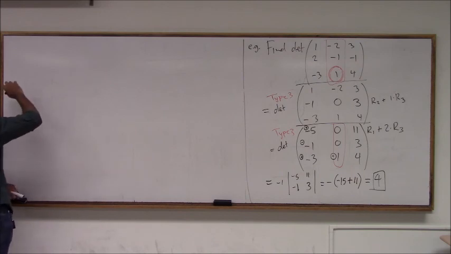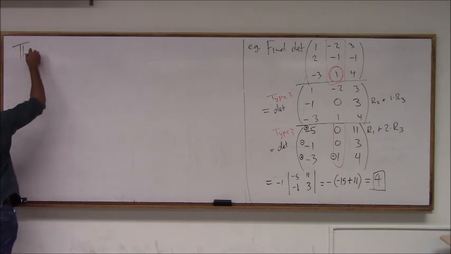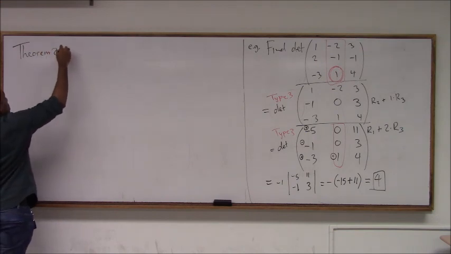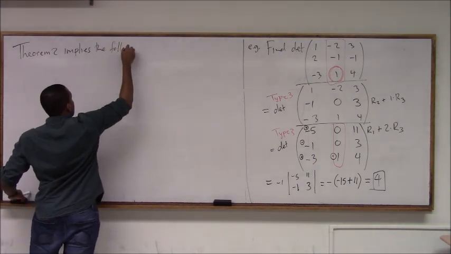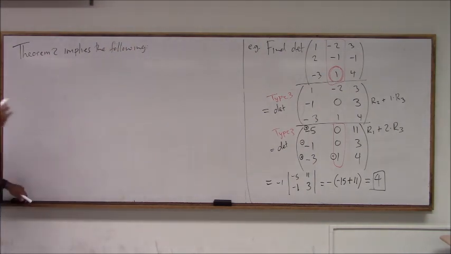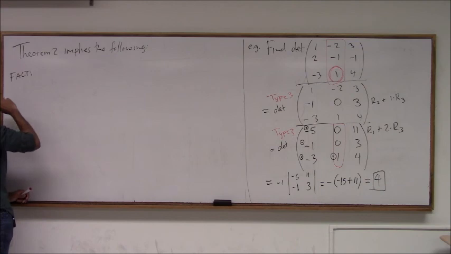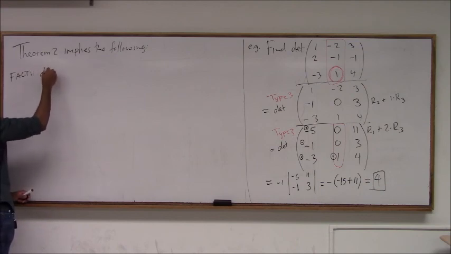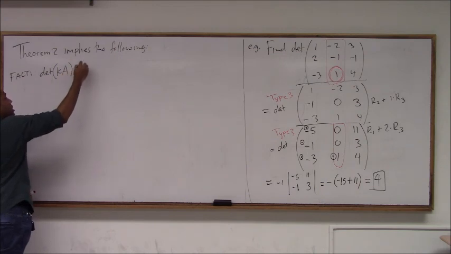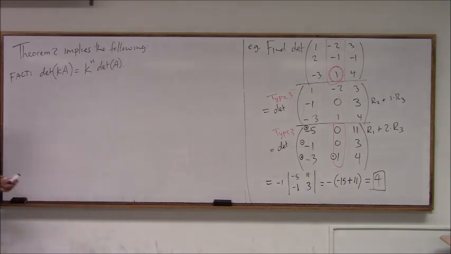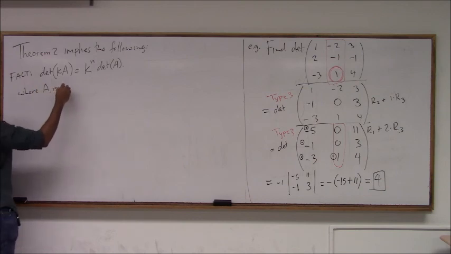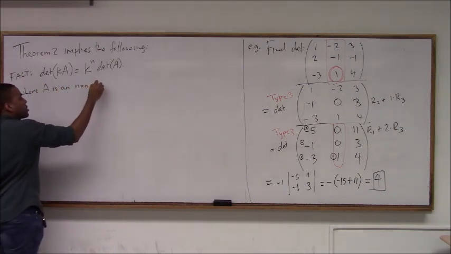Let's do some more facts here. Theorem 2 implies the following. The fact that you could have used in one of the bonus problems. The determinant of k times A is equal to k to the n times the determinant of A, where A is an n by n matrix.